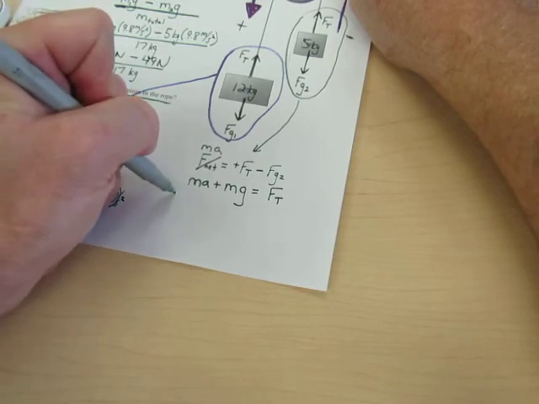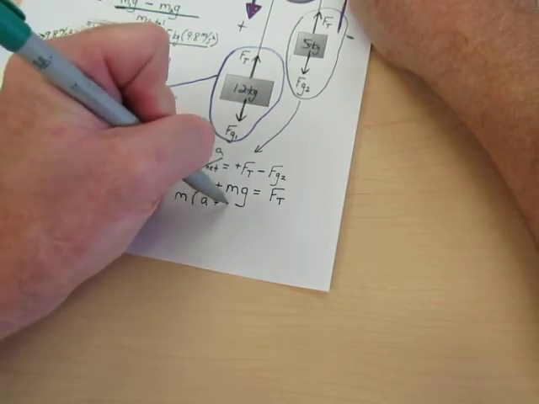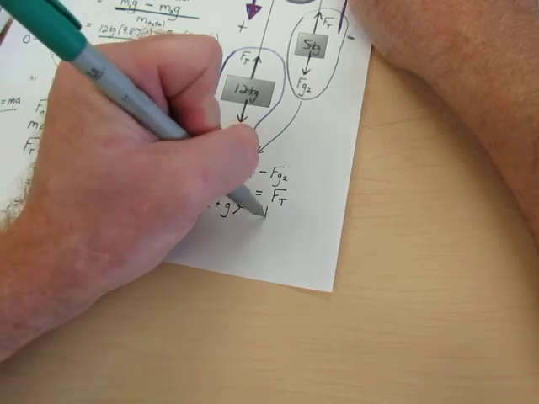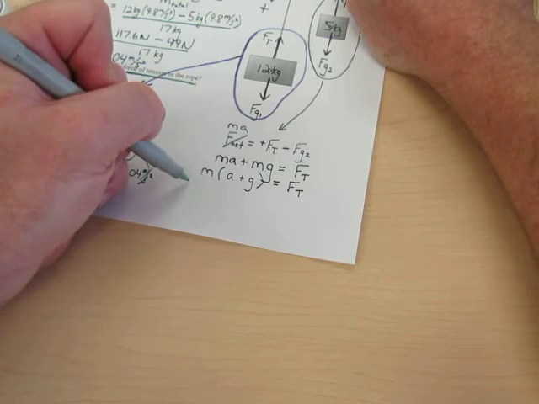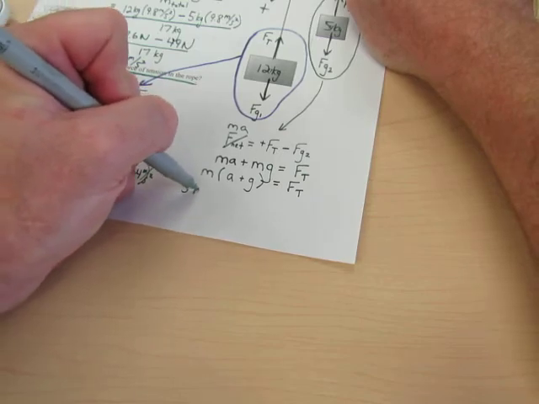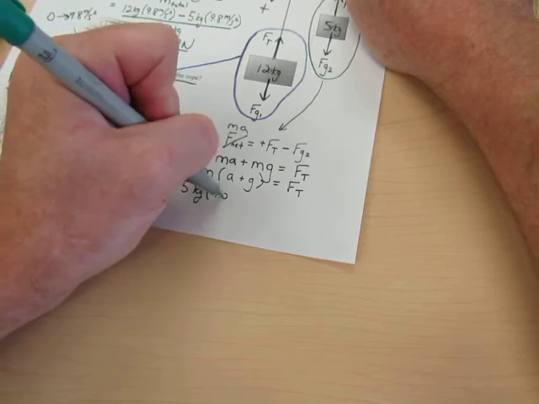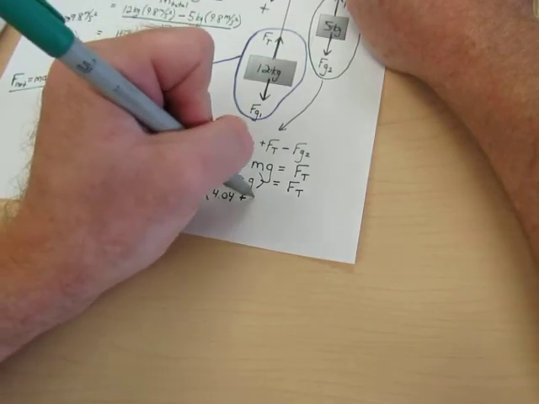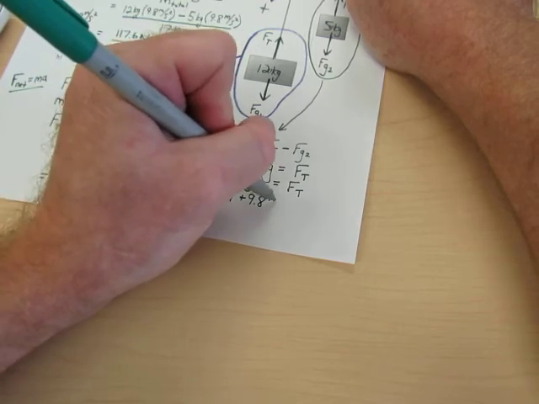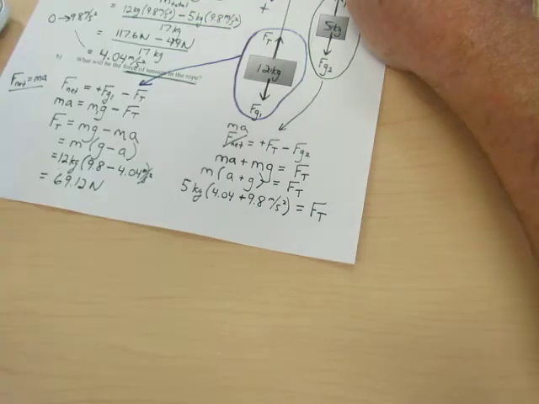I'll pull out a common factor, because we're only writing a formula for just this one mass. So both of those m's are the same. And then let's sub in the numbers and see what happens here. It's a 5 kilogram mass this time. The acceleration is 4.04 of the whole system, and g is 9.8 meters per second squared. That should equal force of tension.